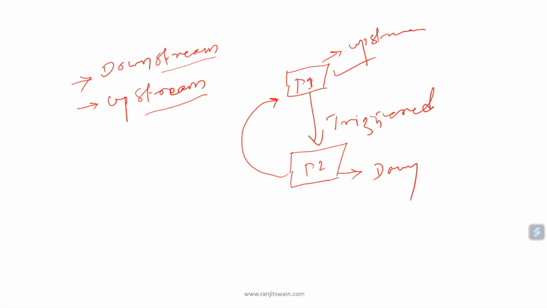Now what will happen? P2 will automatically get triggered once P1 is built. Now you understand what downstream and upstream are, which is the concept we are going to use. And the question is, why do we need it? First we understood what it is, right? Now, why do we need it?